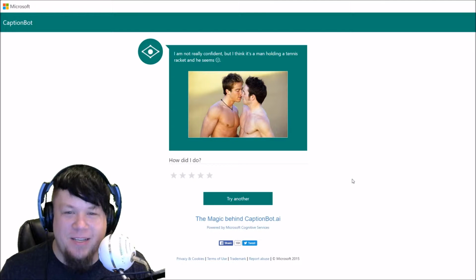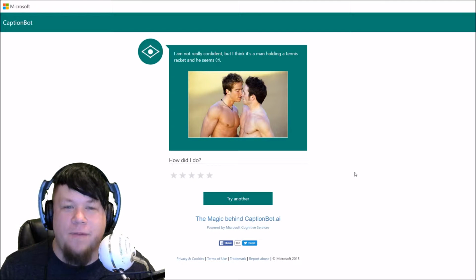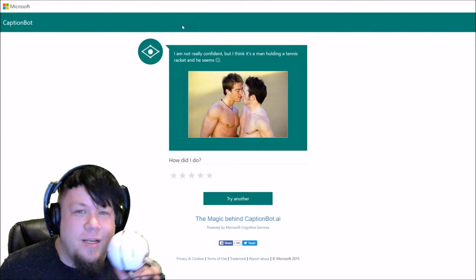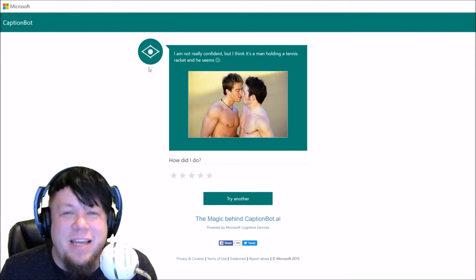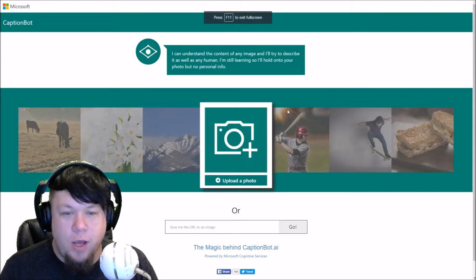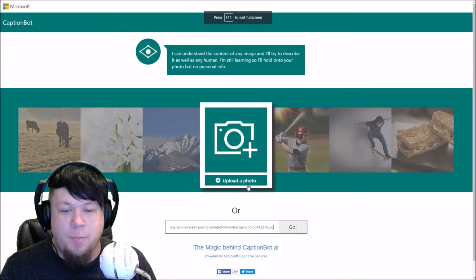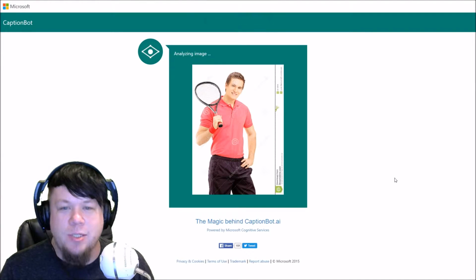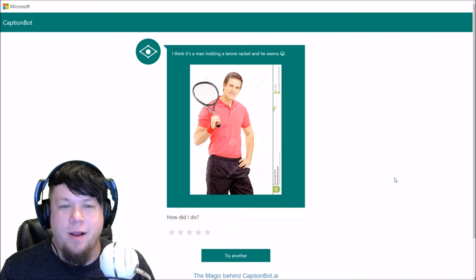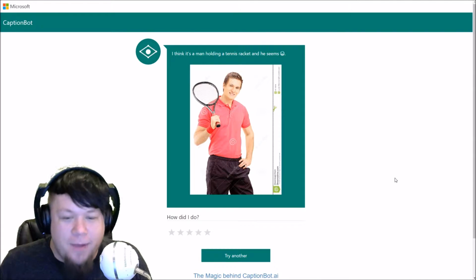Look at those guys. They're really into that. I'm not really confident, but I think it's a man holding a tennis racket. And he seems... Does this look like a man holding a tennis racket? All right, CaptionBot, look. This is a picture of a man holding a tennis racket. I think it's a man holding a tennis racket, and he seems happy. There we go.